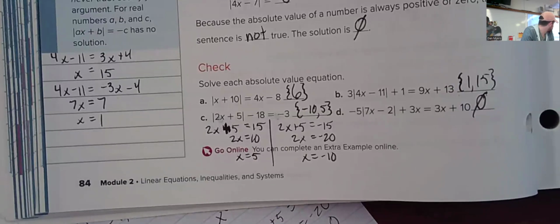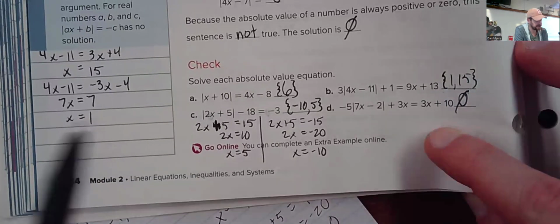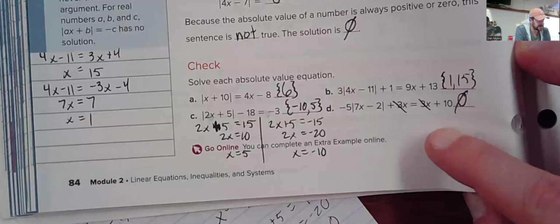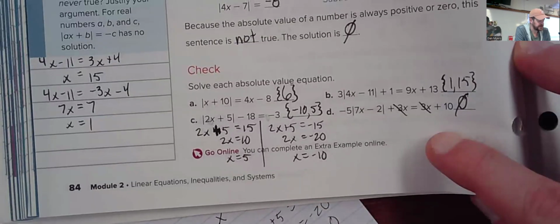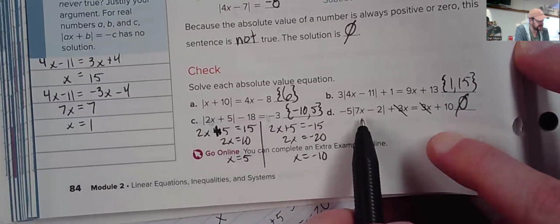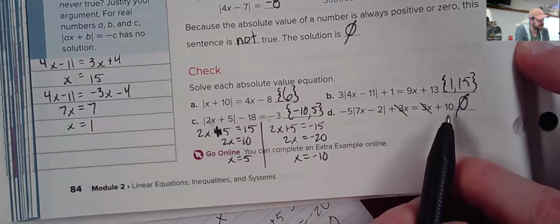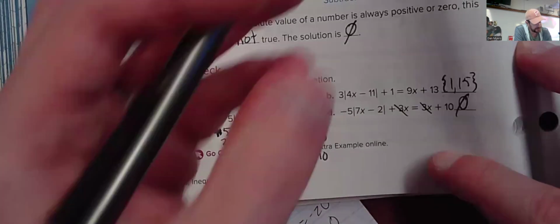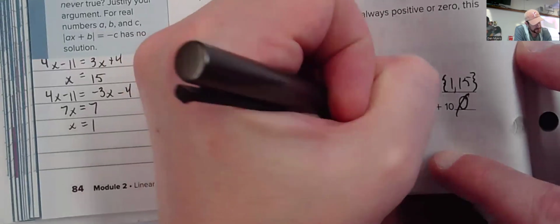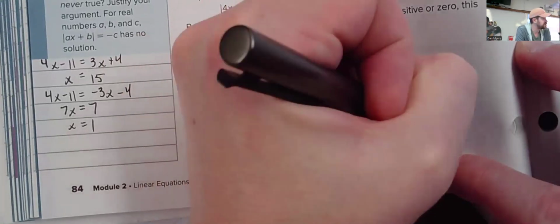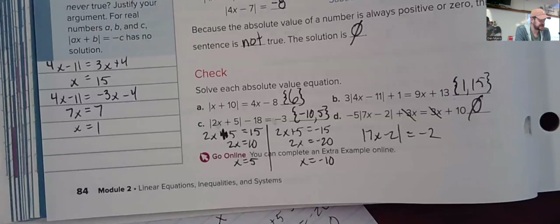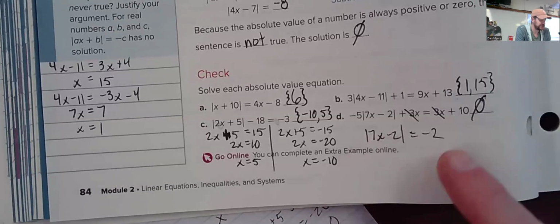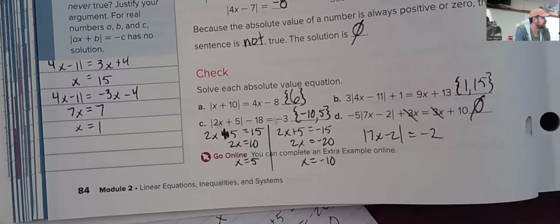For the final one, there's not a whole lot to do here because to get the absolute value isolated, you'd subtract 3x from both sides, which would cancel both of the 3x's out, leaving you with negative 5 times the absolute value of 7x minus 2 equals 10. And if you divide both sides by negative 5, that would be the absolute value of 7x minus 2 is equal to negative 2, which can't work because absolute value cannot equal a negative, which means no solution, empty set.